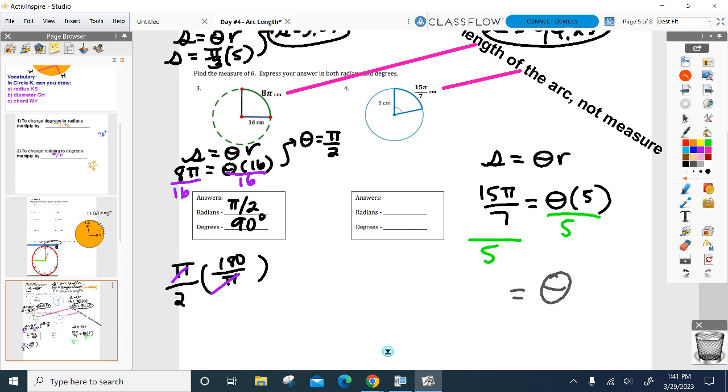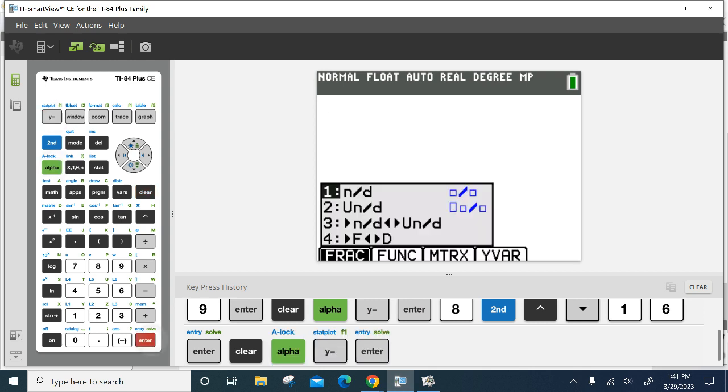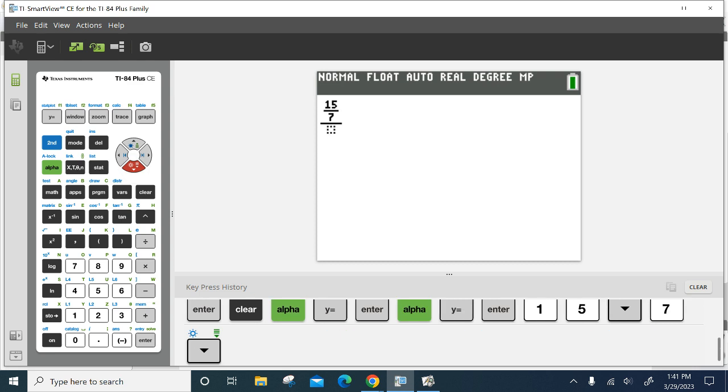My answer's in radians, right? You better have a pi in it. So 15 over 7, I'm not going to do it for you, but get up. I've got to put 15 over 7 on top, and then on the bottom, divided by 5. But notice no pi in there because I'm leaving my answer in terms of pi. I just have to have my calculator reduce that.